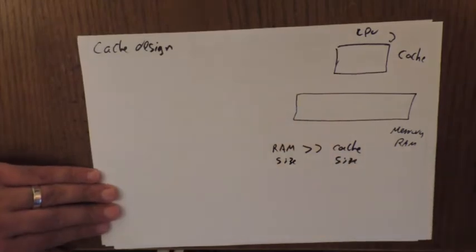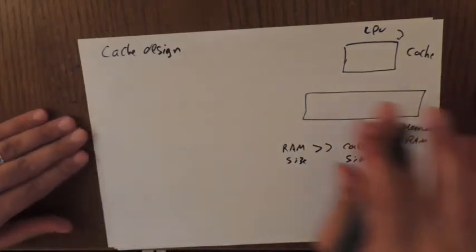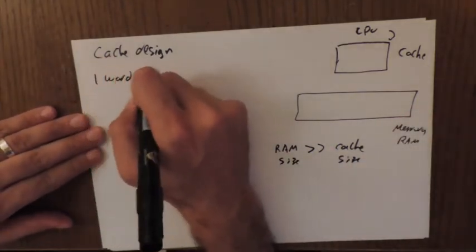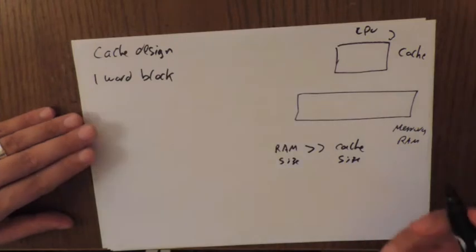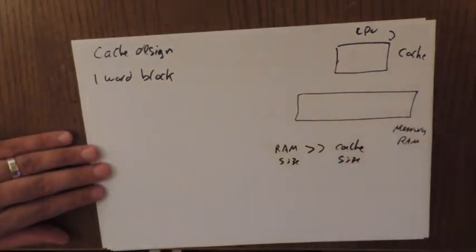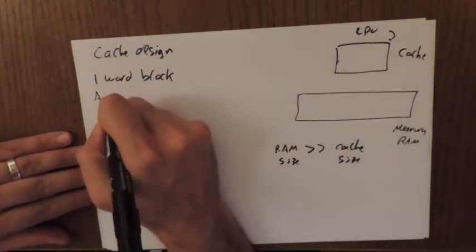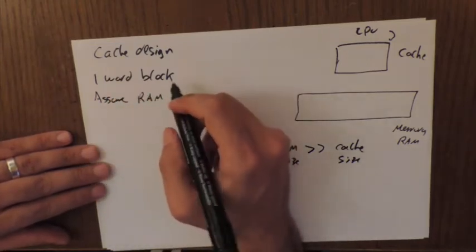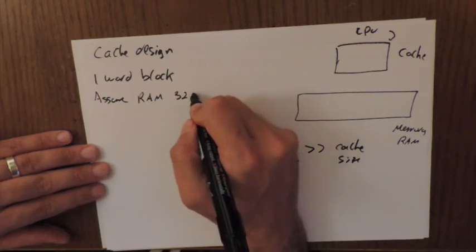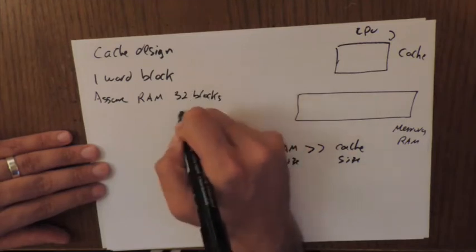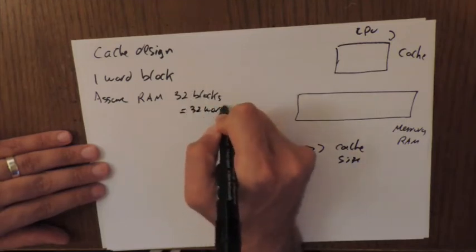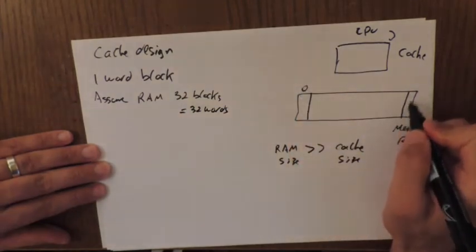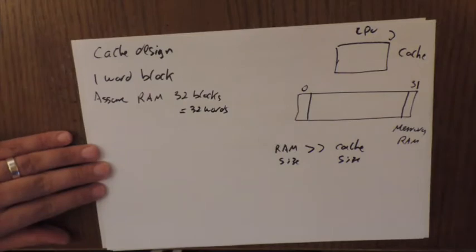So let's take a very simple approach. Let's say we have a one word block. So this means I just need to read one word at a time. Assume RAM has 32 blocks. This means 32 words. Okay, so this is 0 to 31.